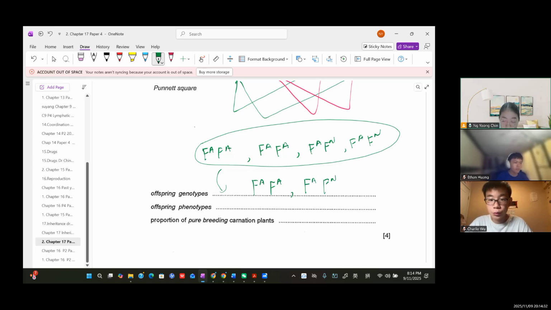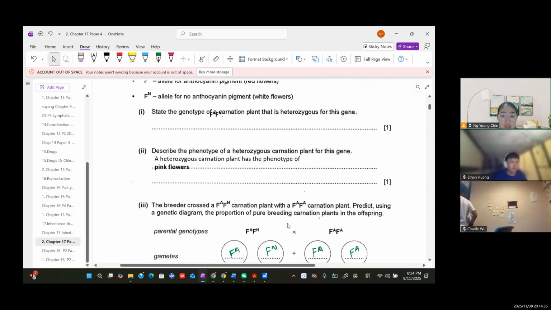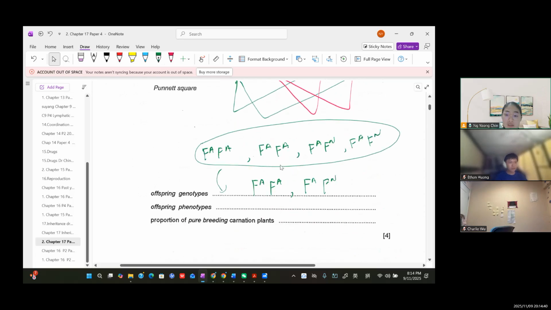So how about the offspring's phenotype? The FA and FA actually have what? They have the red flower. Okay. So it's about red flower and the pink color.